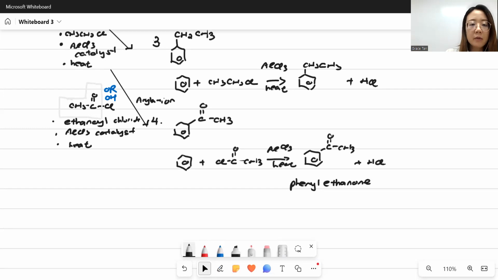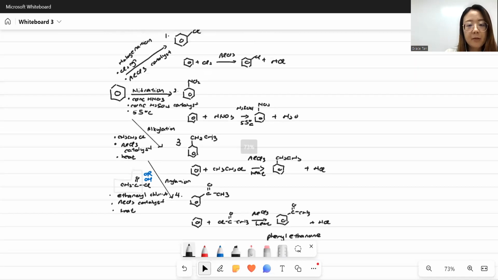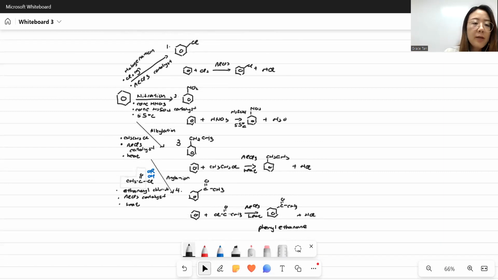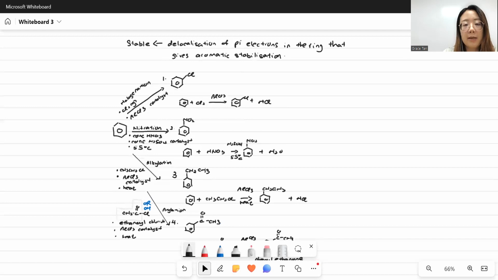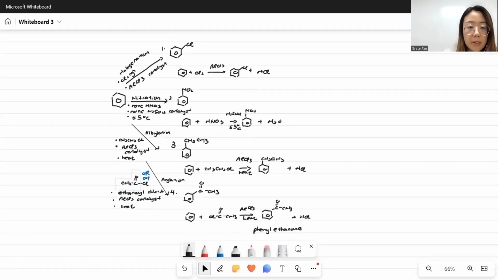Now I have just covered the 4 reactions of the benzene ring. If I were to zoom up and look at the 4 different reactions here, you realize that step 1 requires catalyst, step 2 also requires catalyst, same goes to step 3 and step 4. So do you understand why they require catalyst? It is due to the benzene being a stable compound. And why are they stable? Because of the delocalization of the pi electrons in the ring that gives aromatic stabilization.